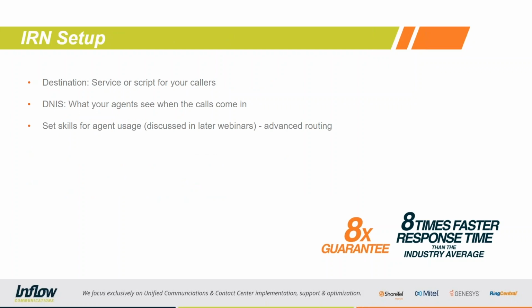Little quick tidbits on IRN setup and what you can do, which we'll go through in the walkthrough here in just a couple minutes. The IRN is where you will set your destination, so your service or script for your callers. And what this tells the system is when it receives a call on that number, that destination is where the call gets sent. There's also an option for DNIS, which is super helpful for your agents internally. The DNIS option, which you can set to whatever you want, will be the field that your agents will see when somebody calls in addition to the calling number that comes into the system. This is how your agents can identify what queue these calls are coming in on. So it's definitely a good field to utilize.